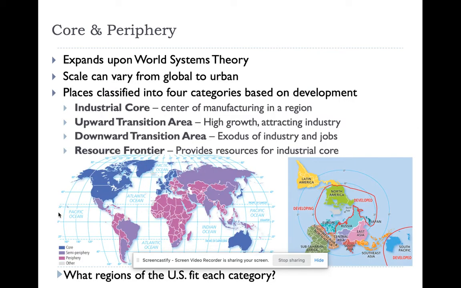All right. Also think about the core peripheral model, as there's a separate thing called the core peripheral model, which expands on the world systems theory. And again, we like this as well because it does break it down in terms of scale. You can talk about this in terms of anywhere from urban areas, right, from cities to global things, and it adds a different piece. Instead of having the semi-periphery, you have an upward transition and a downward transition area, right? But the industrial core is going to be your core. Your resource frontier is going to be your periphery.